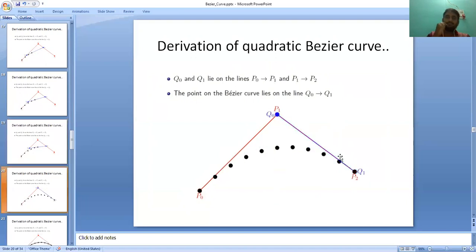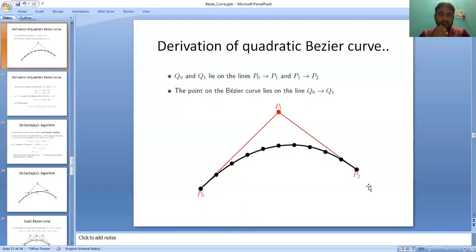This is the property of this Bezier curve. And after the completion of the whole process, we'll get some black points in this way. And when we connect these points, we get the Bezier curve. This is the Bezier curve. So how to find the equation of this curve?